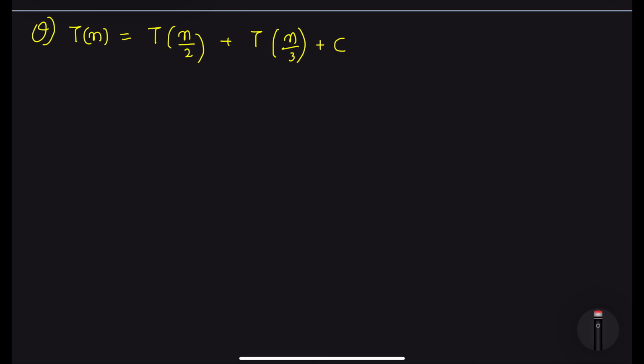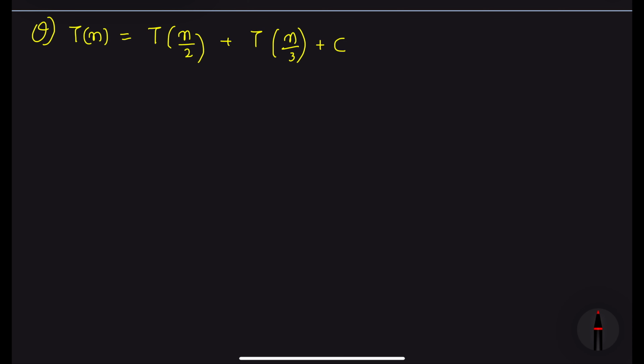Let's see one more example. So here we have our recurrence relation, which is Tn equal to Tn by 2 plus Tn by 3 plus C. Here you can see there are two function calls inside a function call. It is passing the value as n by 2 and n by 3, so it's dividing in n by 2 and dividing in n by 3. And the time consumed for each function call is C unit, which is constant.